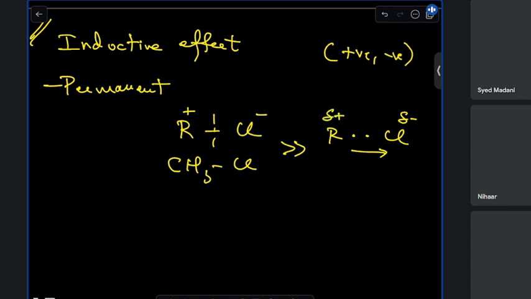Again, if you ask me, sir, are electrons literally moving? Yes, they are literally moving. They're literally moving towards the more negative part. Whenever they move, they carry that negativity along with them and make sure that Cl also becomes more negative. And to obviously compensate that, R has to become more positive.